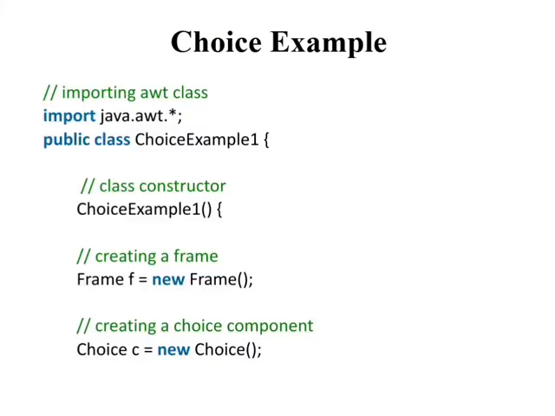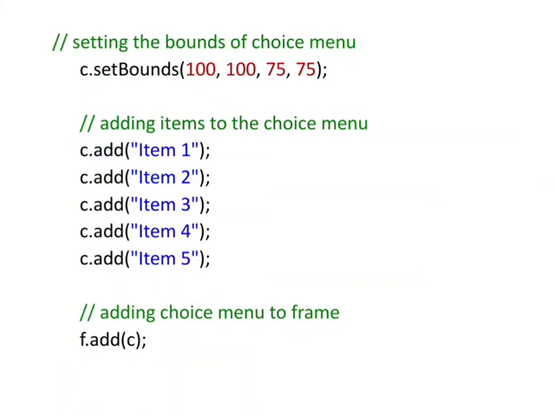Next is the Choice example. For importing the AWT classes: import java.awt.*; public class ChoiceExample1. In the class constructor, first we want to create a frame: Frame f = new Frame(). Then we create a choice component: Choice c = new Choice(). Setting the bounds of the choice menu: c.setBounds(100, 100, 75, 75).